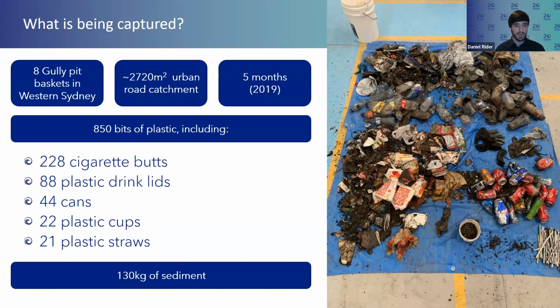So for example, in this one, we can see 228 cigarette butts. So we could think, okay, cigarettes are an issue in this area. So we could start working with the people working or living in that area and try to find ways to reduce that from becoming litter, becoming stormwater pollution.